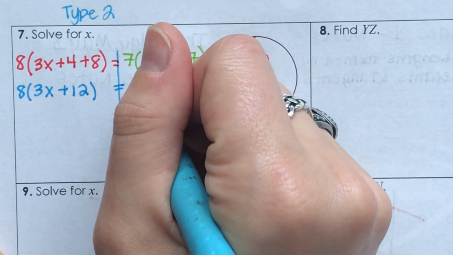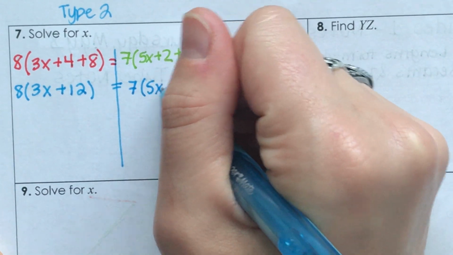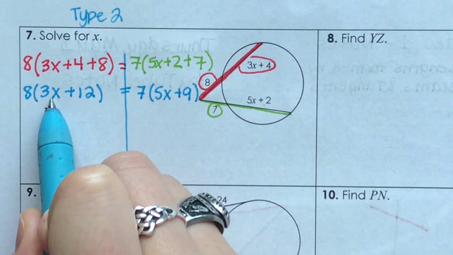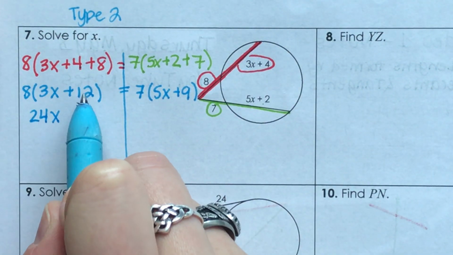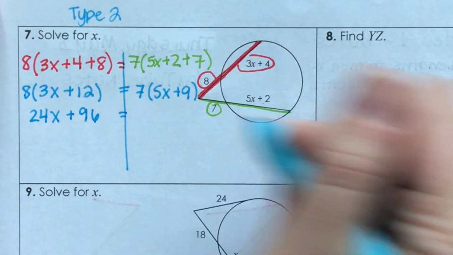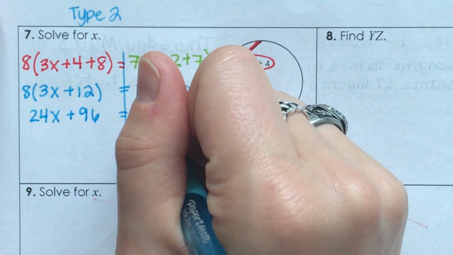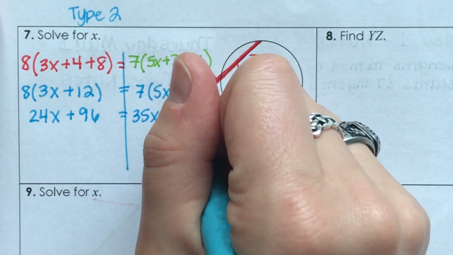I can also add together on the right side 7 and 2, and I get 9 there. Now this looks like a little bit easier of a problem, and now I'm just going to distribute on both sides. So 8 times 3x is 24x. 8 times 12 is 96. 7 times 5x is 35x. 7 times 9 is 63.